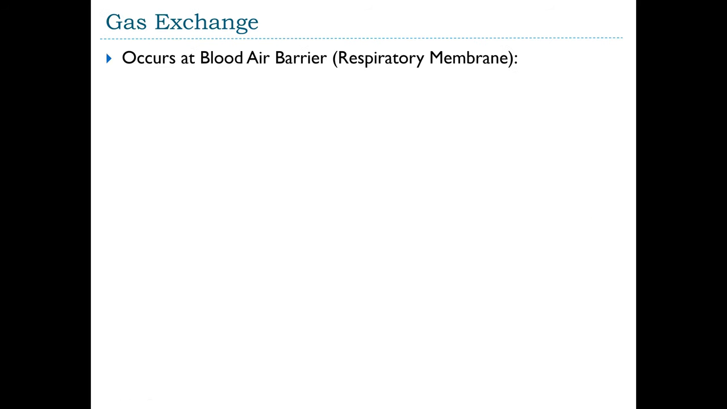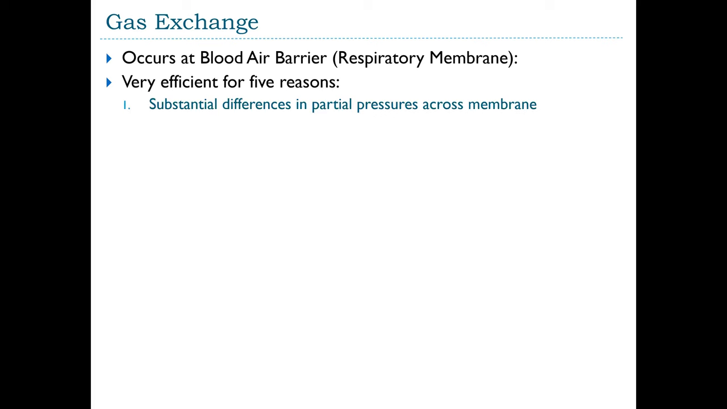So gas exchange occurs at the blood-air barrier, which is the respiratory membrane that has those three different layers we talked about earlier. And exchange at the blood-air barrier is very efficient for five reasons. The first is that there is a substantial difference in partial pressures across this membrane. The larger the difference between two partial pressures, the faster the diffusion. This applies even when we're talking about the diffusion of solutes in A&P 1: the larger the concentration gradient, the faster the diffusion. The same thing happens with gases. The larger the difference in pressures, the faster the diffusion will occur.